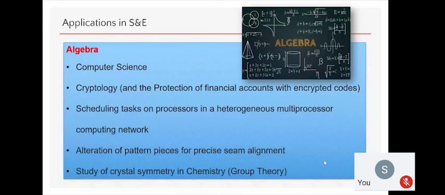So let's see the applications of mathematics in different branches, as well as which branch they are dominantly used by the field. Let's see, algebra can be used in computer science, cryptology, scheduling the tasks on processors in a heterogeneous multiprocessor computing network, as well as alteration of pattern pieces or precise seam alignment and crystal symmetry. We can see there are a lot of applications in the algebra field.